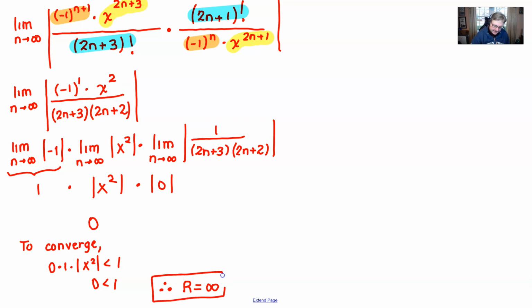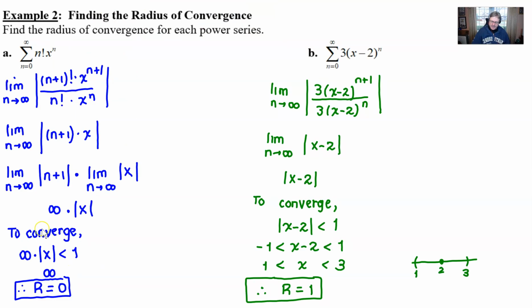And like I said, the biggest mistake that I see students make is to get their infinities and zeros confused. In this case, we have 0 as an answer. Infinity is our radius. If you go back to problem A, we had infinity as the answer to our ratio test, and 0 was our radius of convergence.